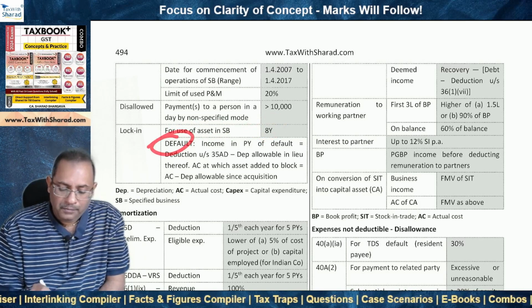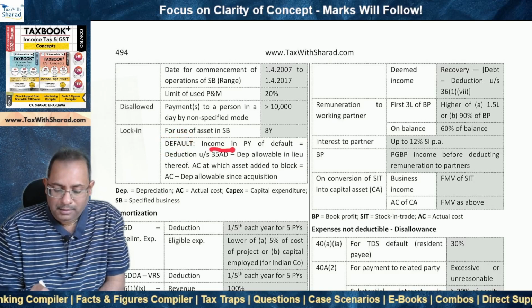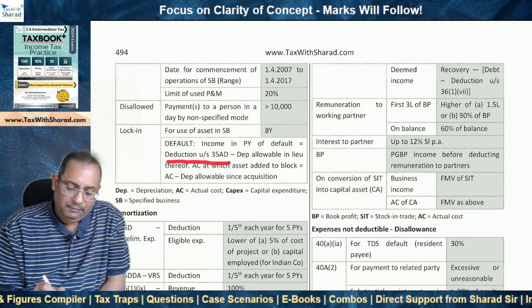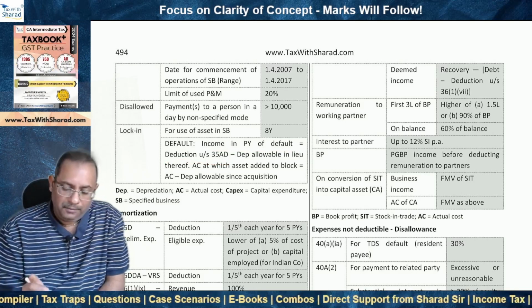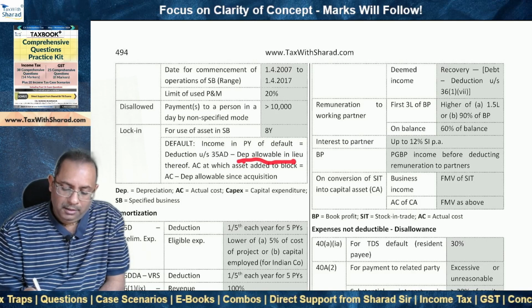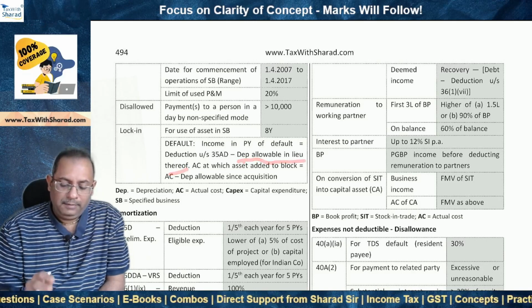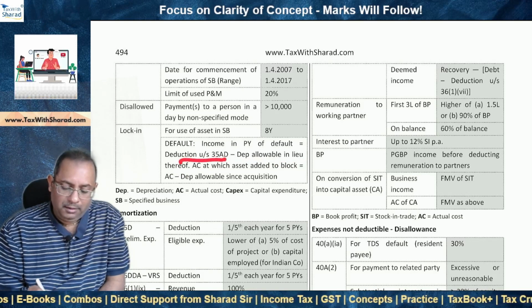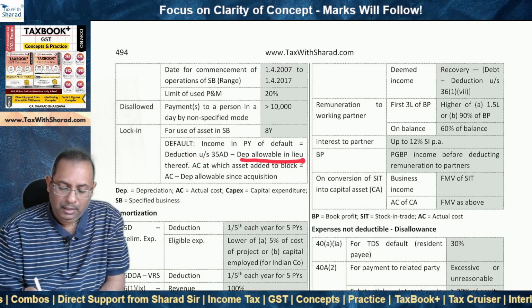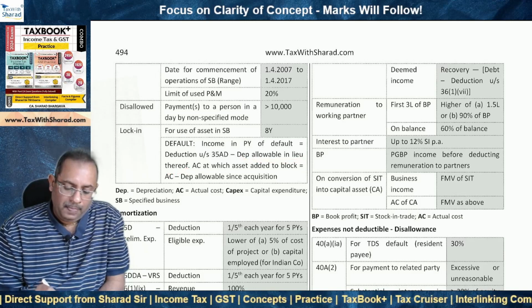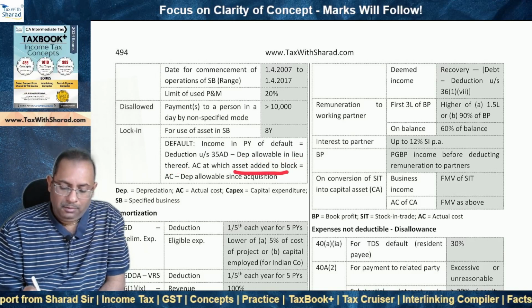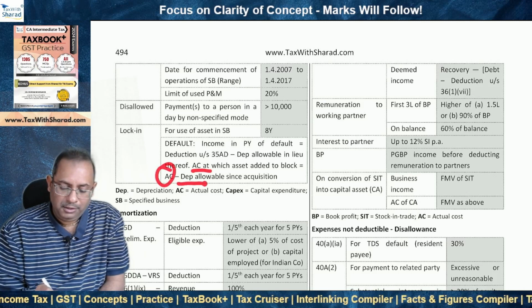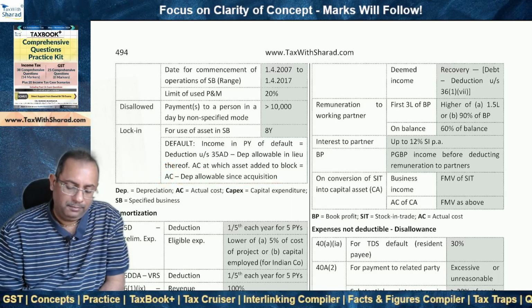If there is a default, then the income is taxable in the previous year of default. And the formula is deduction under section 35AD, that means 35AD is now rolled back, minus depreciation allowable in lieu thereof. That means if 35AD is rolled back, in lieu of that depreciation is allowed. So deduction under section 35AD minus depreciation allowable in lieu thereof, and the asset is then added to the block for depreciation purposes, and for that actual cost is the actual cost minus depreciation allowable since its acquisition.